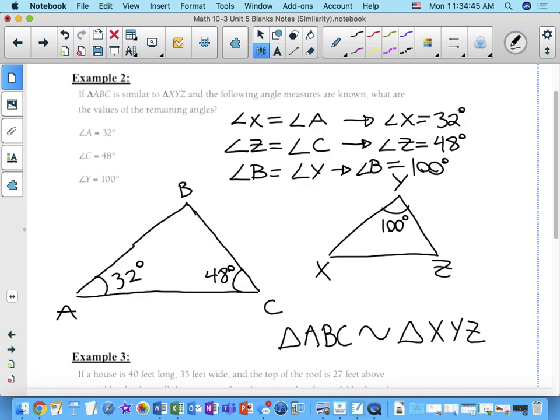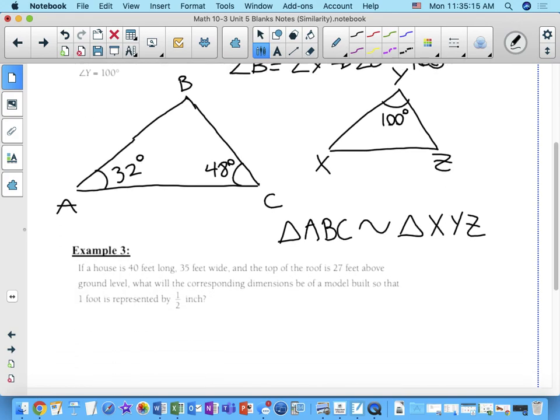And again, the ordering of the letters is incredibly important. If I wanted to call this triangle, instead of ABC, CBA, then I would have to change this triangle to, instead of XYZ, ZYX. Because the corresponding vertices, the corresponding corners, have to be in the same order. Okay? All right, last one.